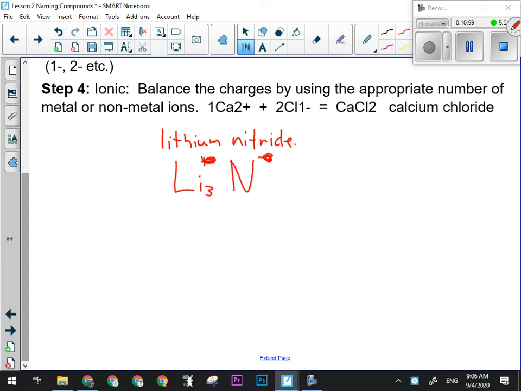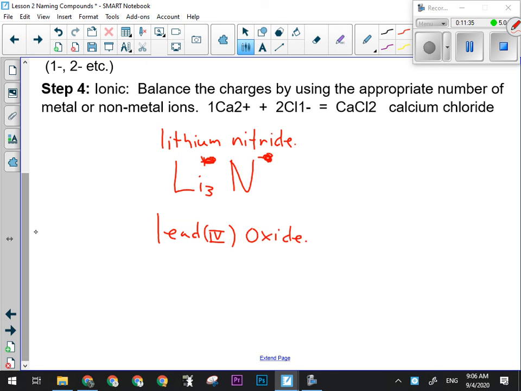The only time the drop and swap will fail you is if the numbers can be reduced after the fact. Okay, so if I had something that was like a 2 and a 4. So let's go with this one. Lead 4 oxide.